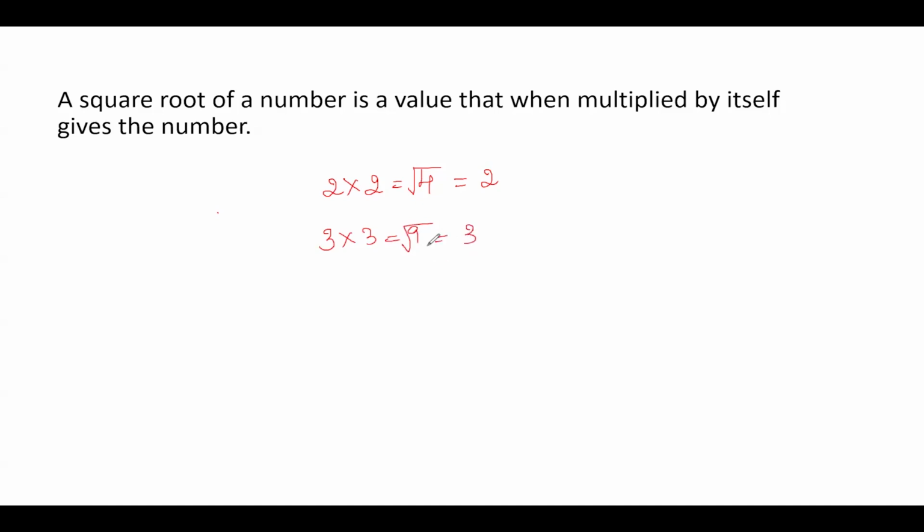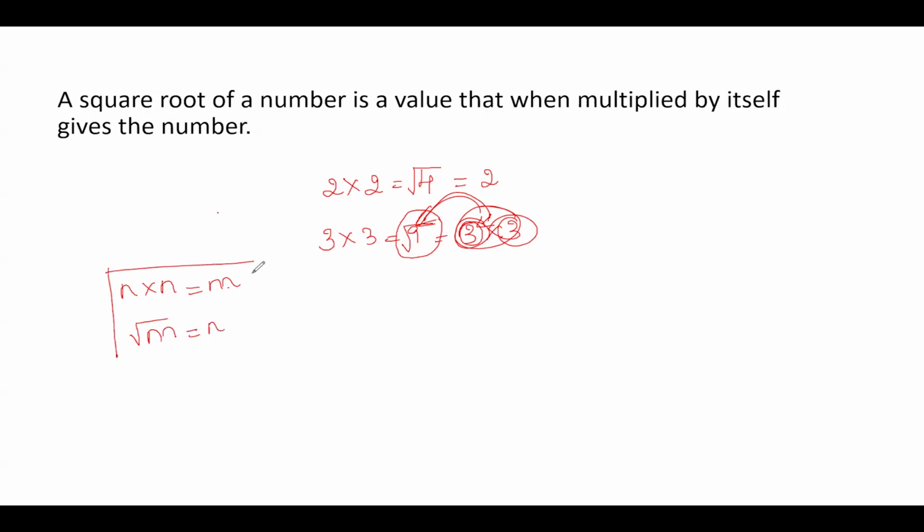So what you understand by this is, whenever we have to find the square root of a number, the value which gets generated is the one where, when I multiply the same number with itself, I will get the original number. So that is the meaning of this statement: a square root of a number is a value that when multiplied by itself gives the number. In simple terms, I can write it as n into n is equal to m, where the square root of m is nothing but n.